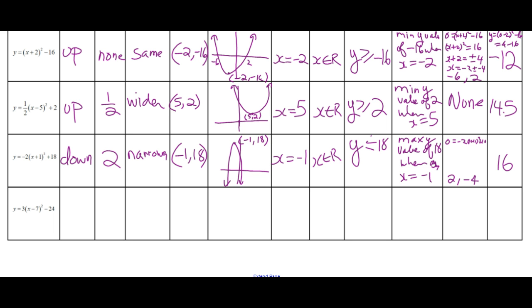I'll write bigger now. So that becomes -18 is -2 times x plus 1 squared. So we move the 18 over. Divide both sides by -2, so it becomes 9 is equal to x plus 1 squared. Square root both sides.